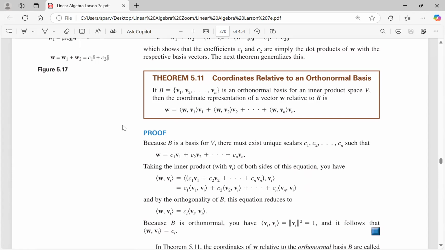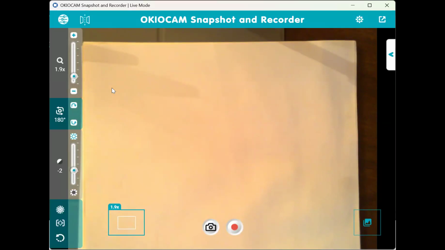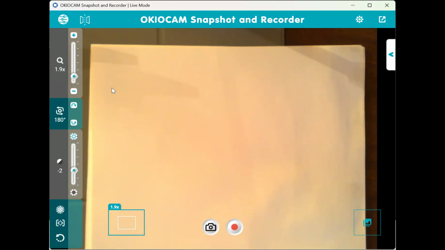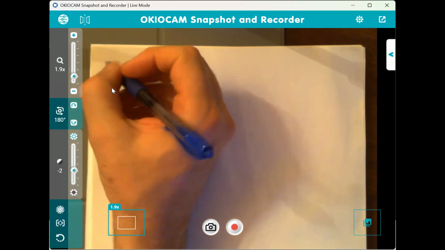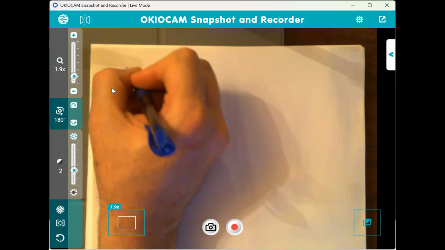Actually, before we look at theorem 5.11, let me show you the motivation for that theorem. So I'm going to go back to my notepad. We're going to do something different, and then we'll relate what I'm about to show you to that theorem 11. All right, so here we are. This is the motivation for the theorem we are about to see. So, in fact, I'm just going to call it that.